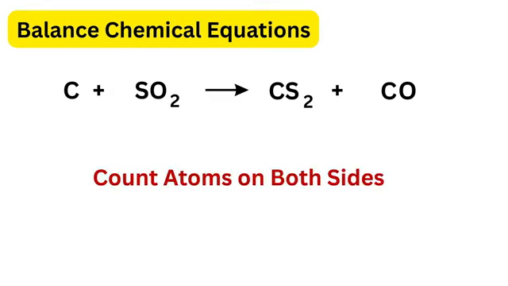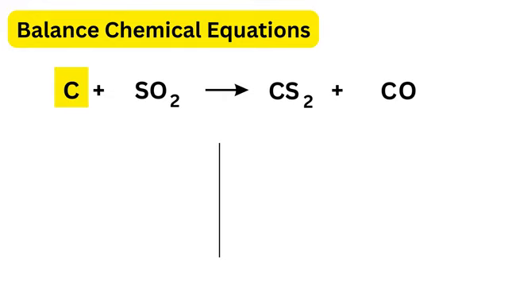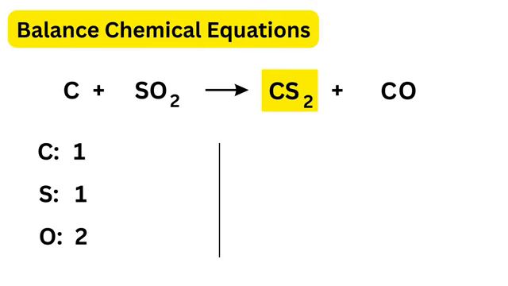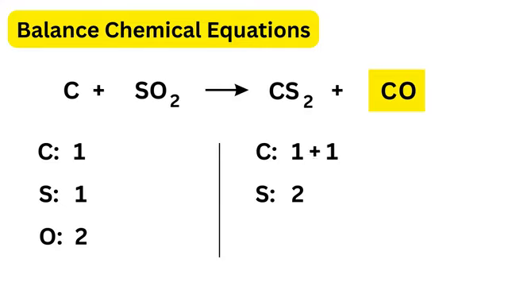You know the drill. Let us count atoms on both sides. On the left, we have a carbon with no small number attached to it, so that means 1 carbon atom. We also have sulfur dioxide. That means 1 sulfur and 2 oxygens, so left side totals are 1 carbon, 1 sulfur, and 2 oxygens. On the right, we have carbon disulfide, which is 1 carbon and 2 sulfurs, and carbon monoxide, which is 1 carbon and 1 oxygen. So the right side totals are 2 carbons, 2 sulfurs, and 1 oxygen.